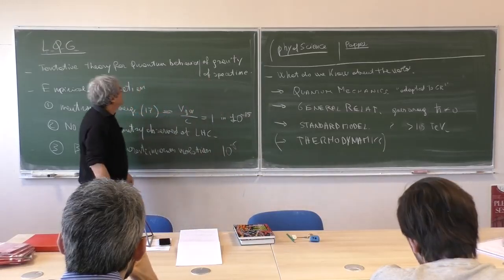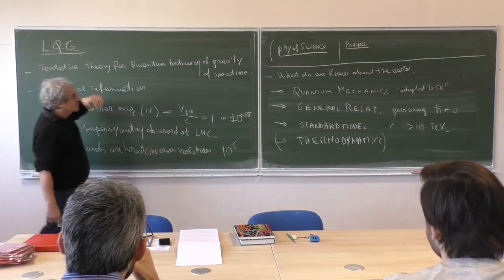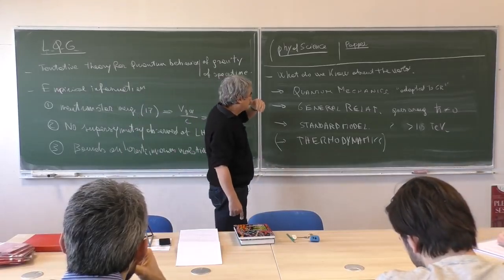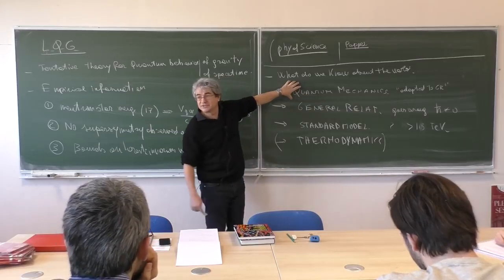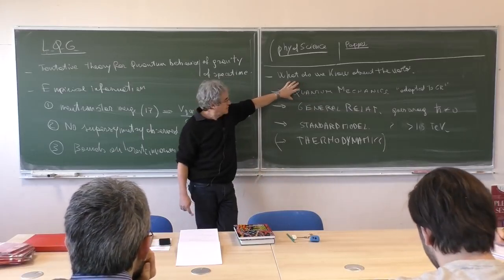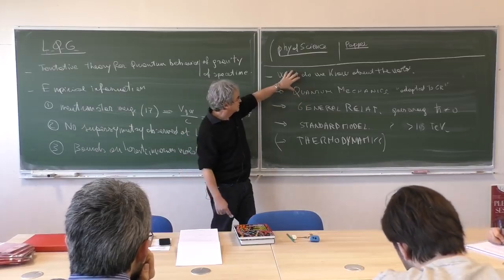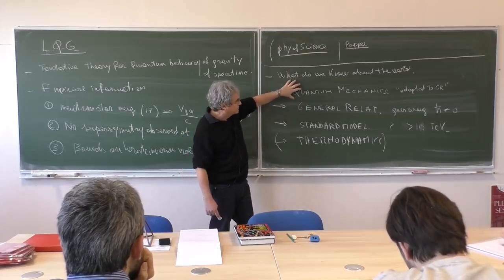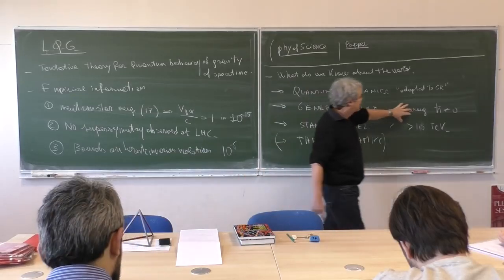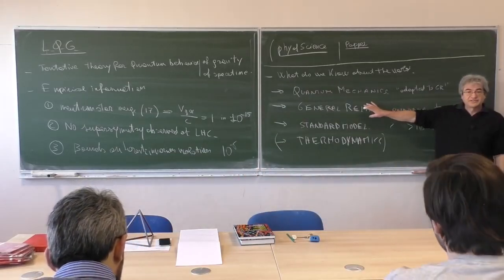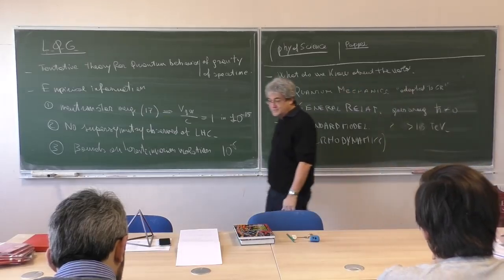So the way loop quantum gravity works is to ask the question whether we can write a quantum theory that has general relativity as its classical limit. In other words, can we write a quantum version of the theory such that in the h bar going to zero limit it is general relativity? And that's what loop quantum gravity is.